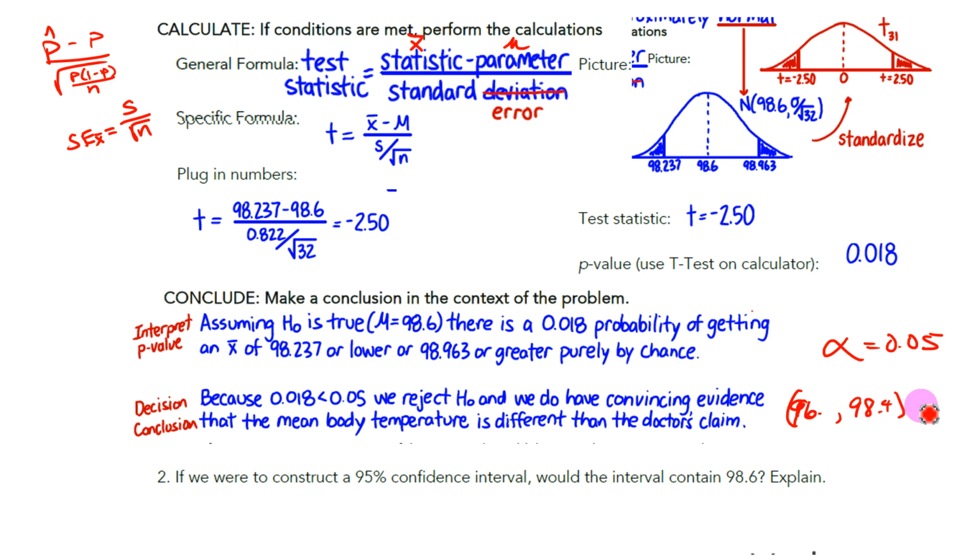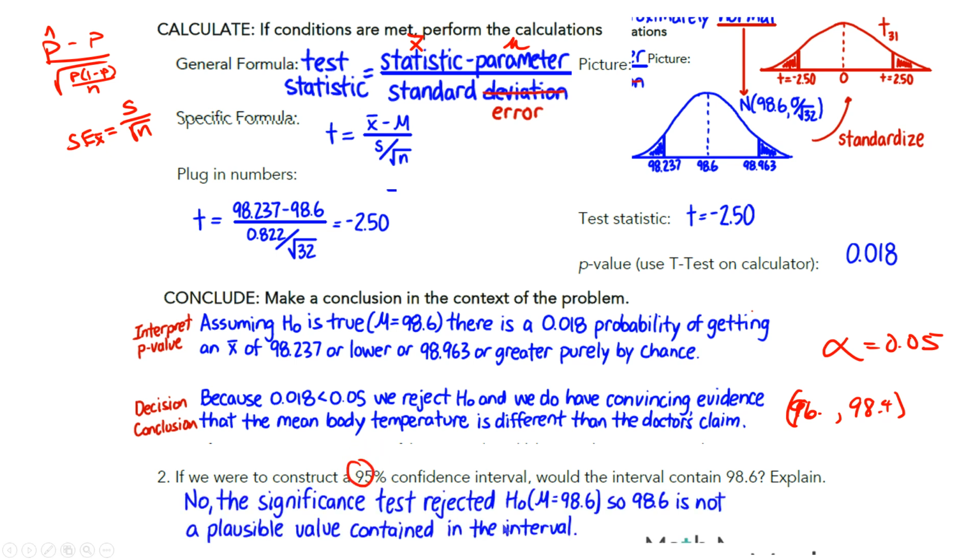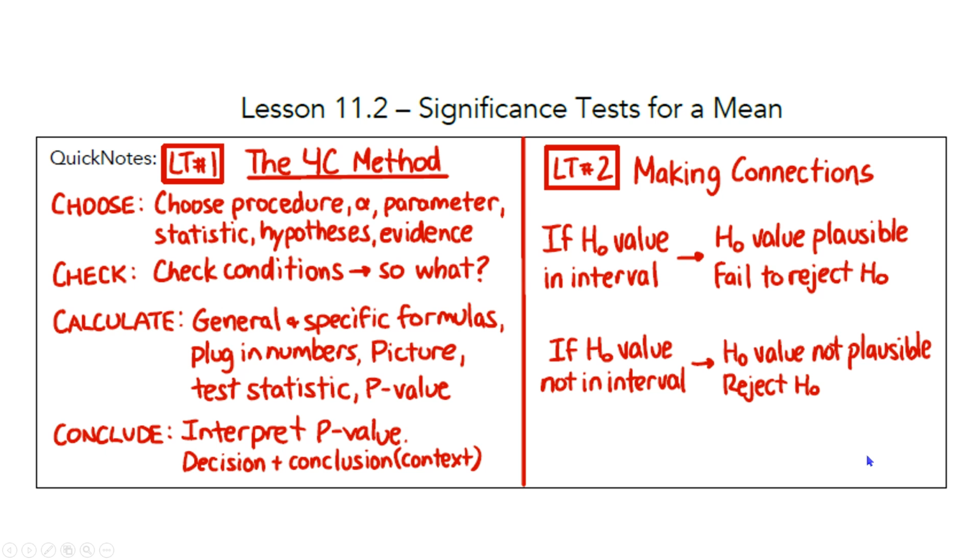So our p-value, when it's outside of the range, is going to be less than whatever's left over from here. So no, the significance test rejected it, so it is not a plausible value contained in the interval. Pretty simple as that. It's the idea of connecting the confidence intervals to the significance test here. Okay, let's get the big ideas here. We choose, check, calculate, conclude. This is kind of our making connections. You can pause it here and write all this down. And then we'll move on to 11.3 and 11.4 and 11.5.